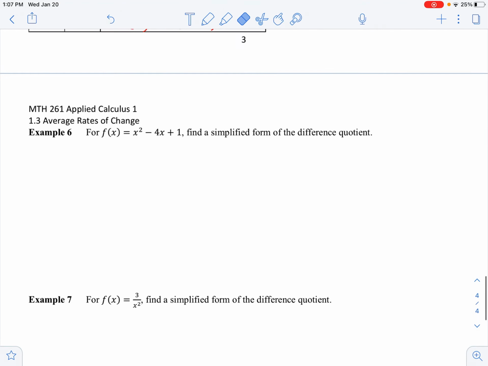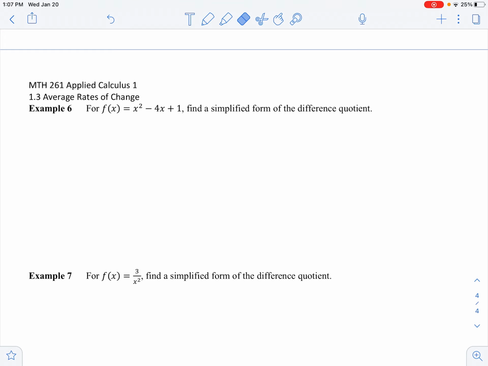Oh goodness, this one's a little more complicated. So I have f of x equals x squared minus 4x plus 1. They want you to find the simplified form of the difference quotient. So here we go. Difference quotient is f of x plus h minus f of x, and that's going to get divided by h.